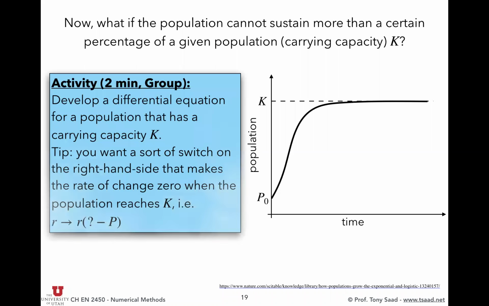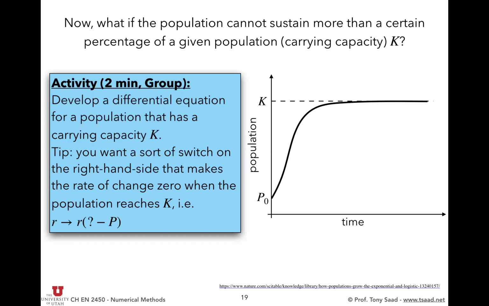So now my challenge to you, and I'll give you 2 minutes because it's a little bit harder this time, is I want you to develop a differential equation. So stay with dP by dt equals something. We started with dP by dt equals 0 for a constant population, and then dP by dt equals R times P. So there's always a growth rate going on times the population itself. Now I want you to take that equation and extend it so that when you reach K, the population doesn't grow anymore.